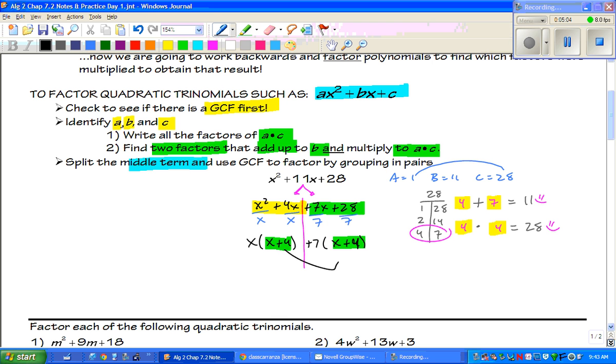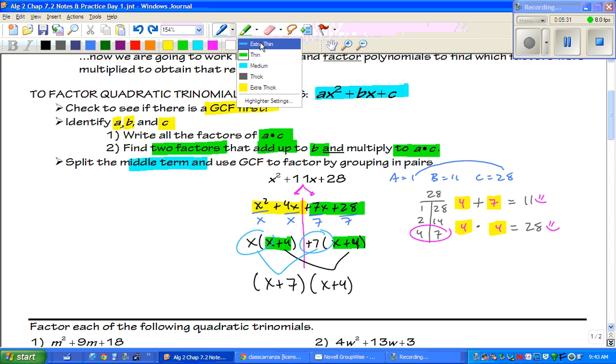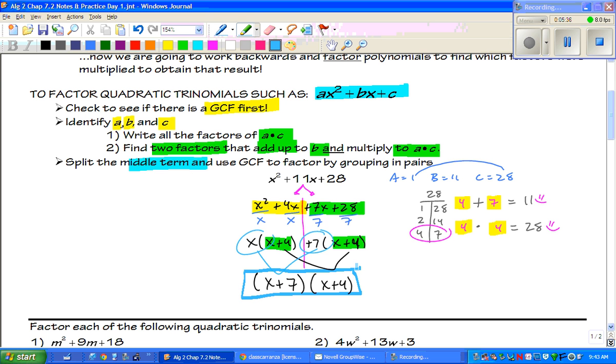Now what we do, we write those two together, and we get x plus 4 and the x plus 7 combined together to give us our other binomial. Now, if we were to FOIL or do the box method, we would multiply and we would get that same answer. And that's how we would check. So our final answer is right here, the x plus 7, x plus 4.